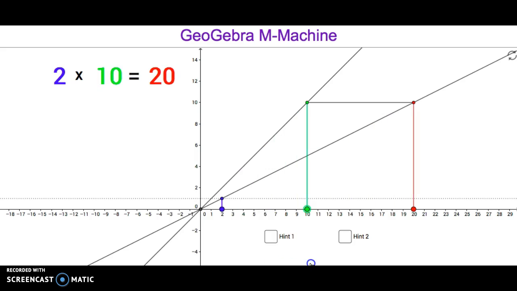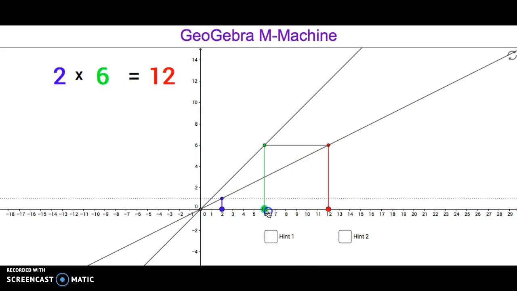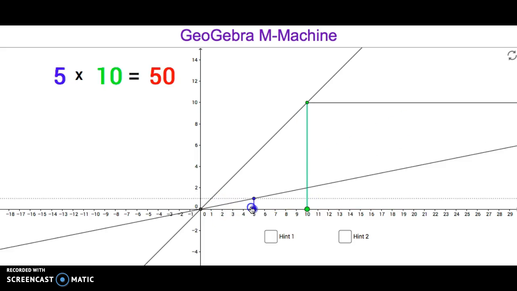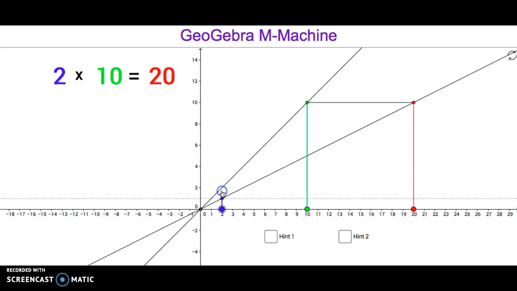How about the red line? The red line is changing as I'm changing the green and as I'm changing the blue value. So it's changing both ways. But notice it's moving along the same line as the blue part. It's not moving along y equals x. It's moving along the other line, which in this case is y equals 2x. So in this example we have 2 times 10, which according to the red line should be 20. So 2 times 10 is 20.